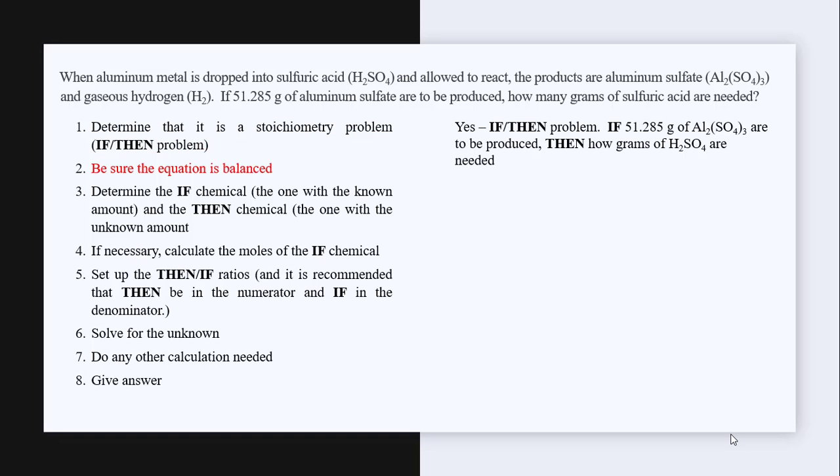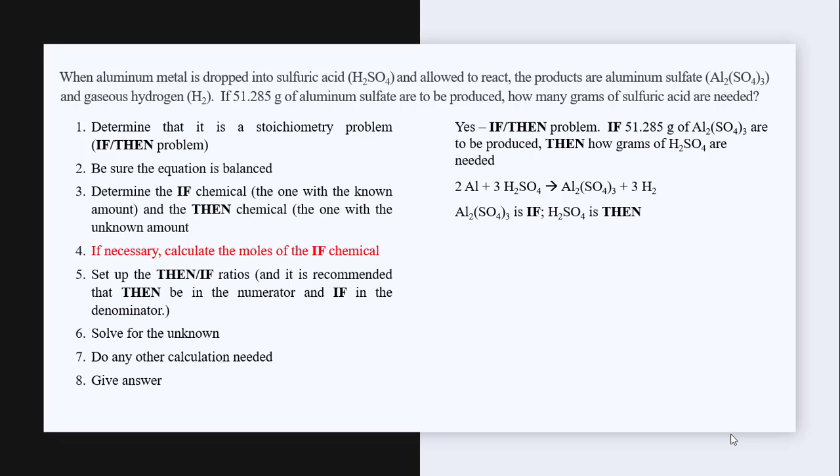Now make sure you have a balanced equation. Here are the chemicals as reactants and products, and here the reaction is balanced. Determine the if chemical and the then chemical. That was actually done in step 1. The if chemical is the aluminum sulfate. The sulfuric acid is the then.